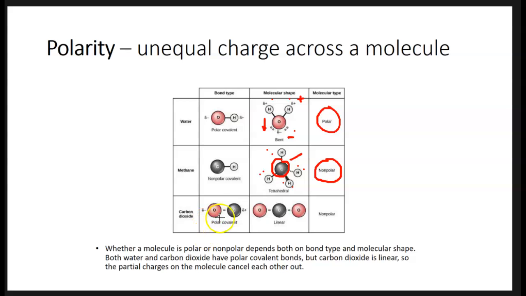Polar atoms, for example oxygen, can form nonpolar compounds when the geometry, the alignment of those bonds, is just right. So, for example, in carbon dioxide, 2 very electronegative oxygens are equally distributed on either side of a carbon atom, and both oxygens pull electrons equally toward each other. And so the overall charge is equally distributed across the entire molecule. And so carbon dioxide is also a nonpolar molecule.